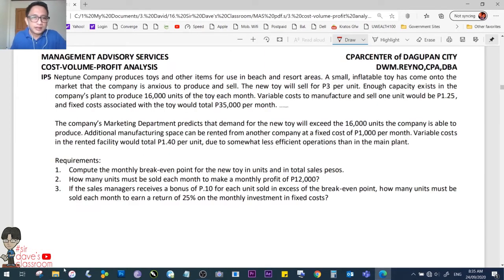IP number 5. Neptune Company produces toys and other items for use in beach and resort areas. A small inflatable toy has come onto the market that the company is anxious to produce and sell. The new toy will sell for 3 pesos per unit. Enough capacity exists in the company's plant to produce 16,000 units of the toy each month. Variable cost to manufacture and sell 1 unit is 1.25 pesos. And fixed costs associated with the toy would total 35,000 per month.